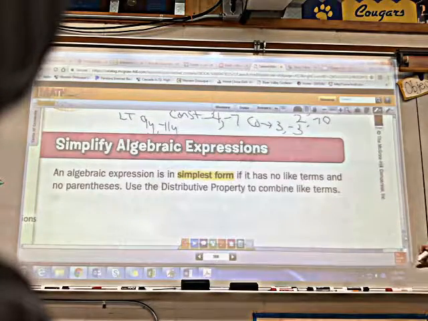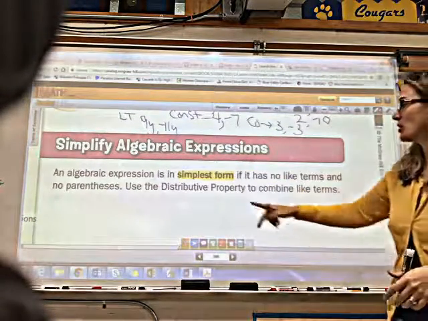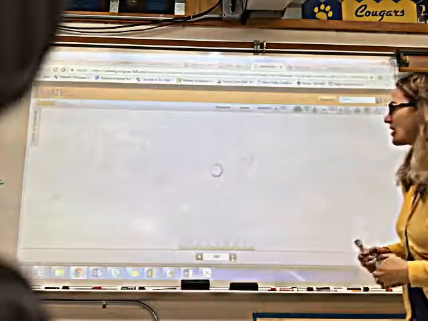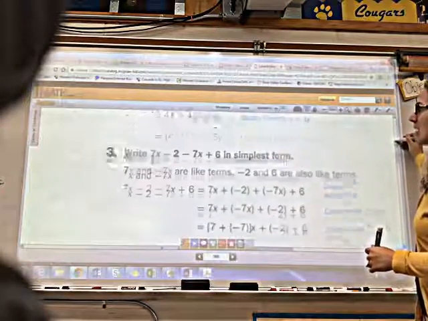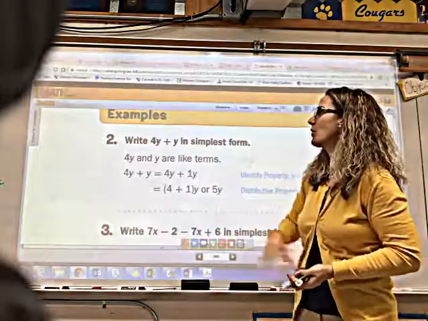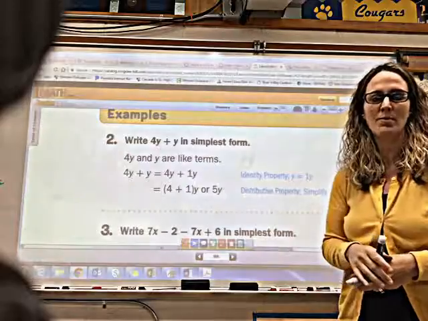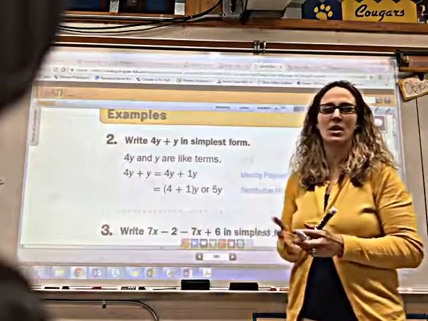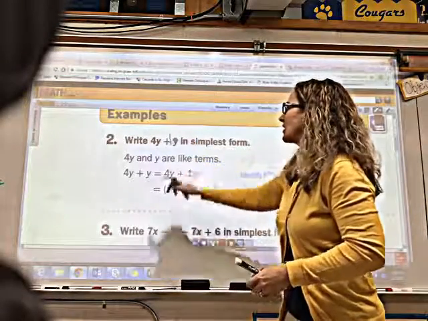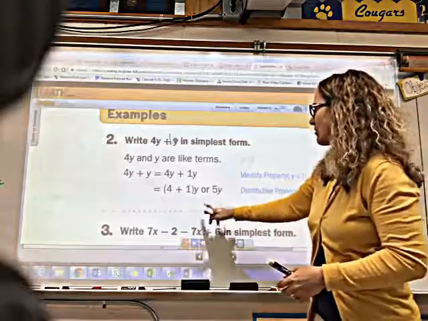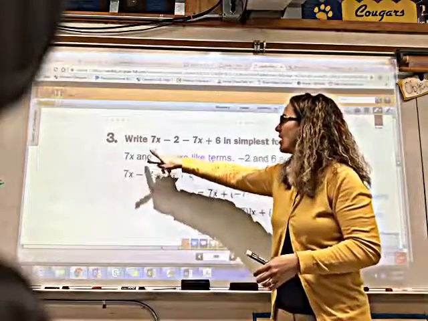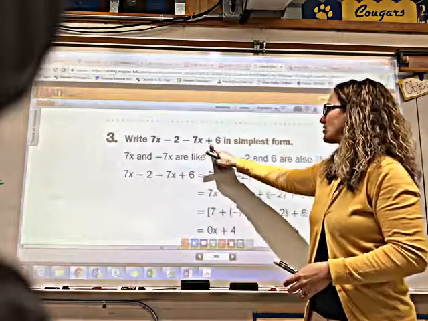The next piece that we're going to look at is simplifying algebraic expressions. We're going to be talking about how we can put them in simplest form, again using our distributive property to combine our like terms and put them together. They have a couple of examples at the top of page 389. Example 2: they want us to write 4y plus y in simplest form. Again, 4y and y are like terms, so we can combine them. I technically have 1y here, so I'm thinking 4y's plus 1y's, which would give me 5y. As I take a look at example 3, I have 7x minus 2 minus 7x plus 6.